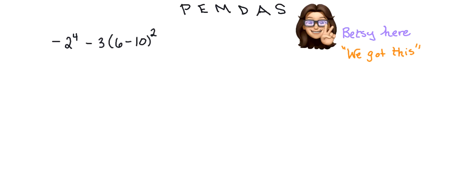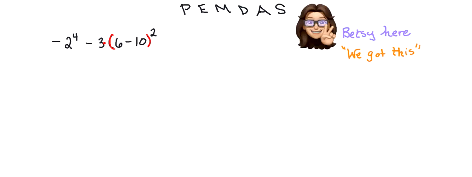So here we go. Negative 2 raised to the 4 minus 3 times, there's nothing between the number and the parentheses, so that means times the quantity, the quantity 6 minus 10 squared. So now we've read the problem so we can get right to work.